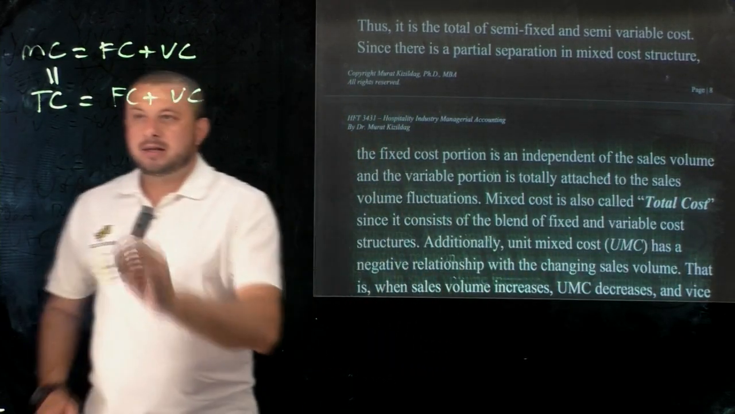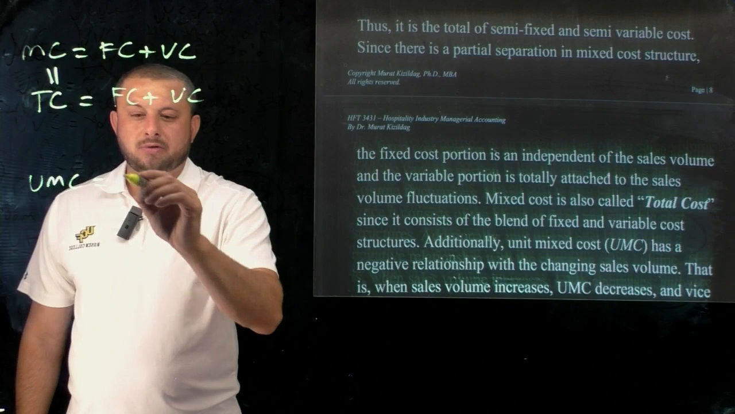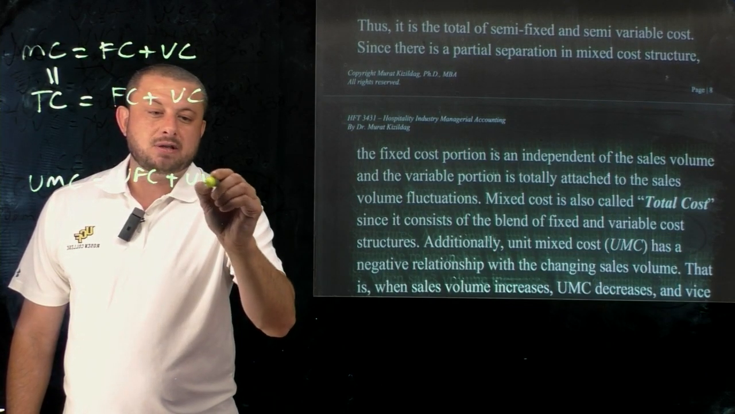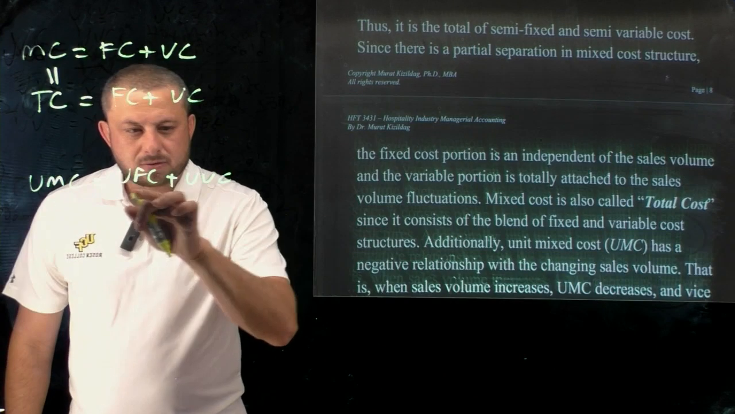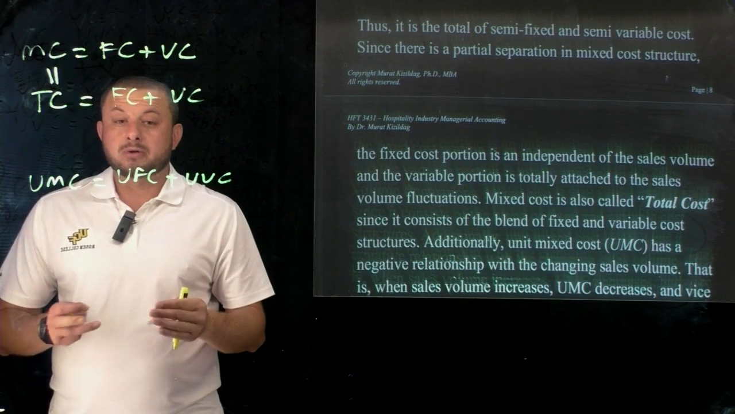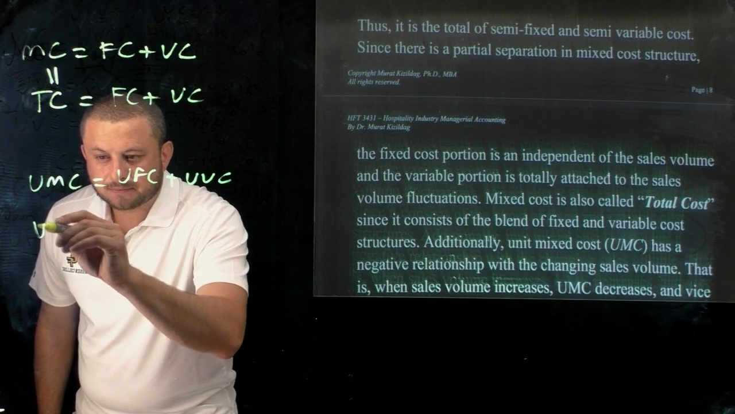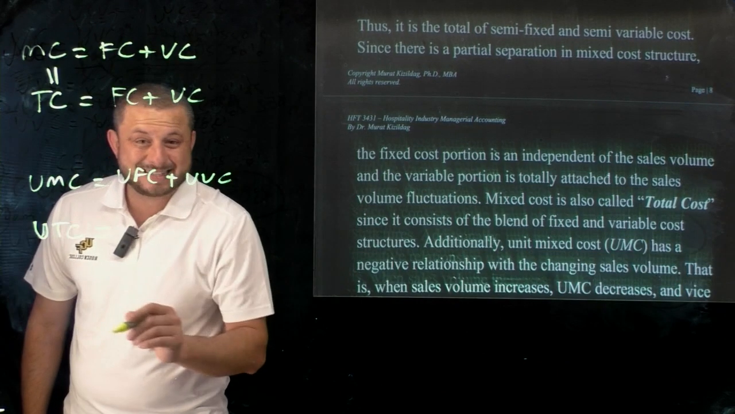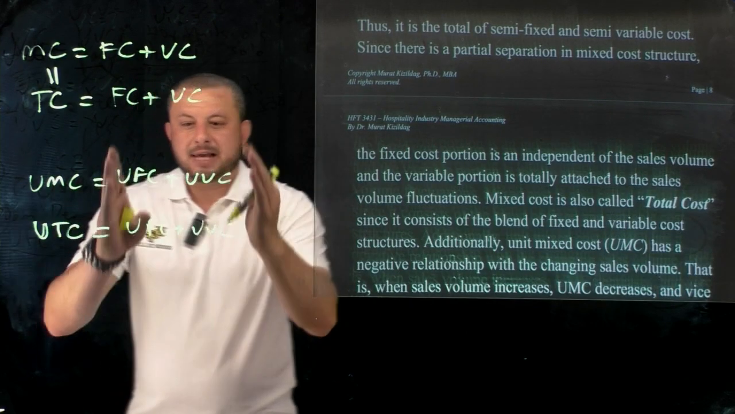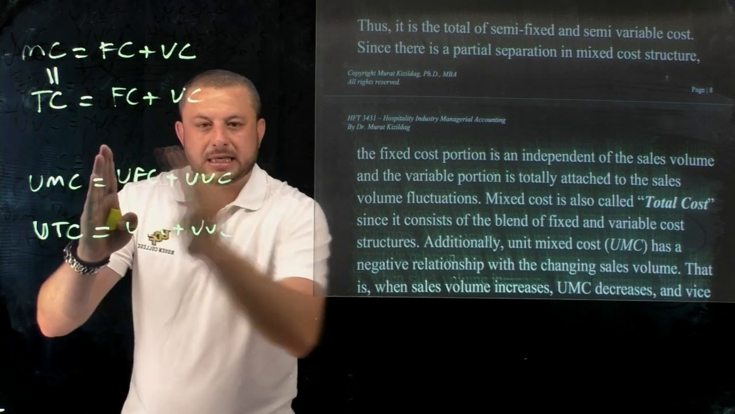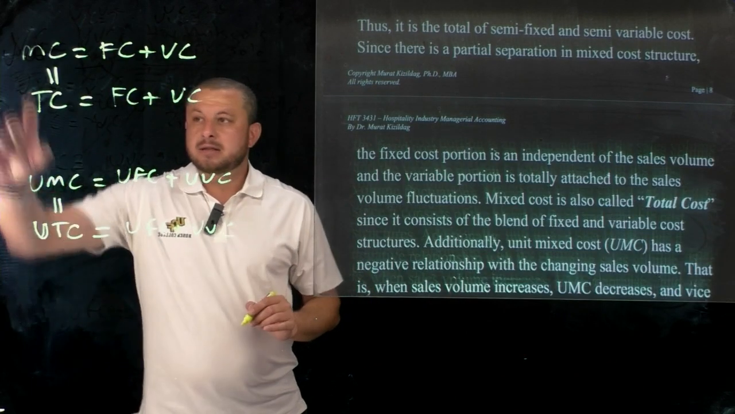Unit mixed cost, okay, let me define that as well. Unit mixed cost is the combination of, is the total of unit fixed cost and unit variable cost. Okay? Well, we know that unit fixed cost plus unit variable cost is also the total cost to produce one unit. Therefore, unit total cost, UTC, is also equal to UFC plus UVC. If they have the same equation after the equal sign, UMC must be equal to UTC, which is unit total cost. Okay?